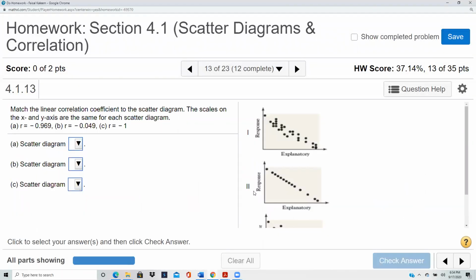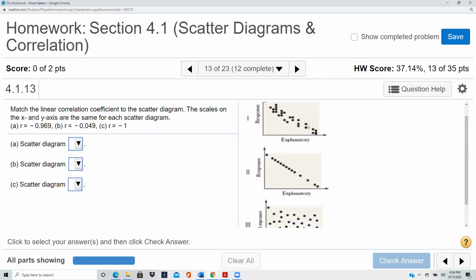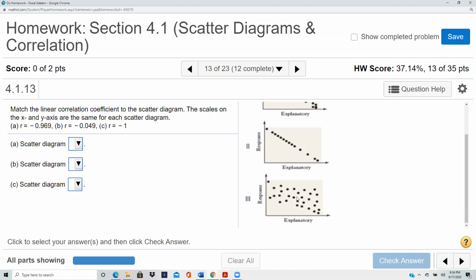So match. Now we're given 3 correlation coefficients. This is very close to -1. So very close to -1 should be strong negative. And this one looks like a strong negative. This one is also negative, but this is a perfect negative. So this should be the R equals -1. Whereas the -0.049 is almost no correlation, and that is probably this one.